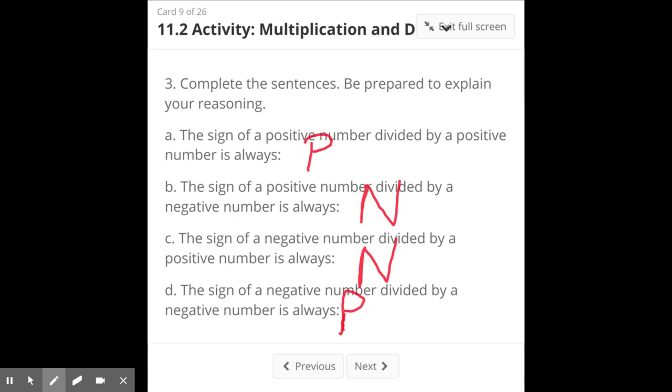And a way to think about those is, when you have that division sentence, flip it around and do it as a multiplication sentence in your head. And if you have those rules for multiplication memorized, then you'll have no problem with the division. Okay, so let's move on to the final activity.